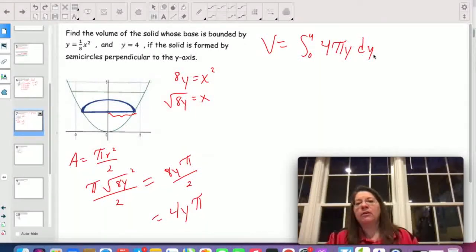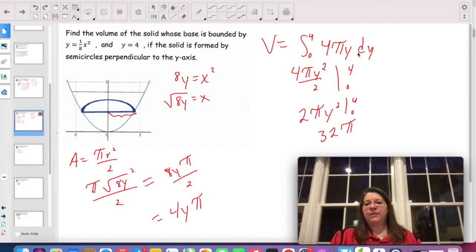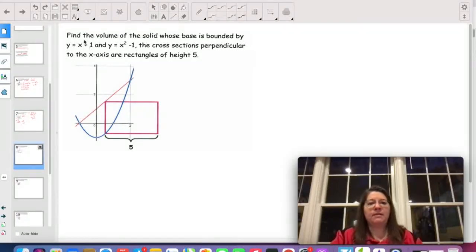All right, so I'm going to integrate this. So when I integrate, it's a very simple integration. I end up with 2 pi y squared, going from 0 to 4, which ends up giving me a 32 pi for my volume.